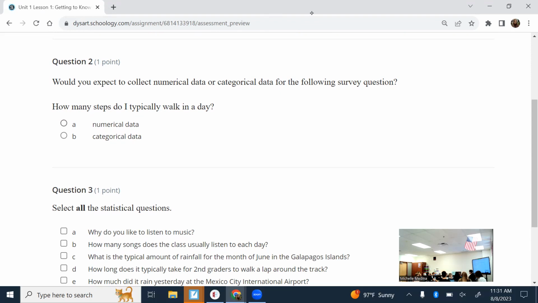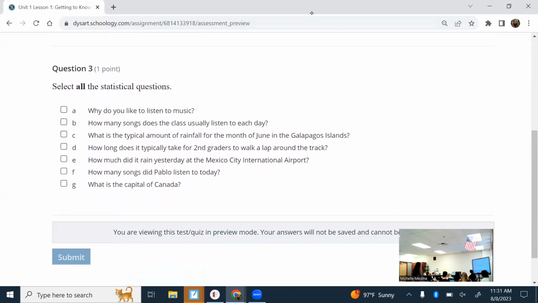Numerical. You may not know how many steps you typically walk unless you wear a smartwatch. But if you did, what would you expect the answer to be? You would expect it to be a number, like 2,000 steps or something like that. Numerical. I don't think a lot of people had trouble with those. It was this one that some people had trouble with.